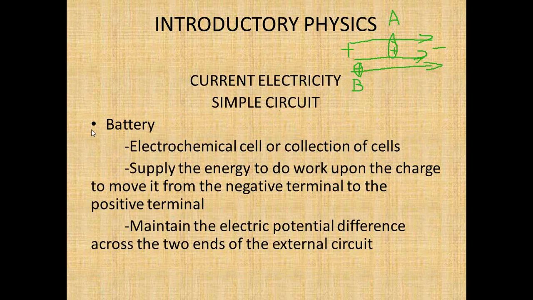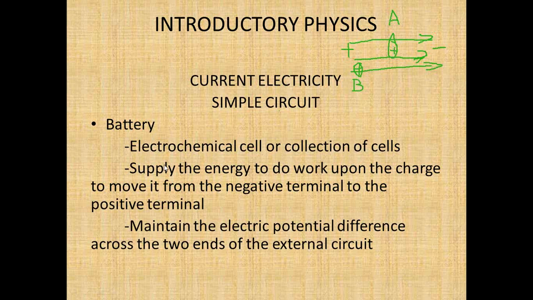So when we talk about a battery, and in circuits you're going to see a battery, a battery is just an electrochemical cell or collection of cells, and what the battery does is supply the energy to do the work upon the charge. Remember, we said at this location your charge is going to have a certain electric potential. At this location, it's going to have a greater electric potential. The battery is the thing that moves it from one location to the next. The battery is the thing that does the external work.